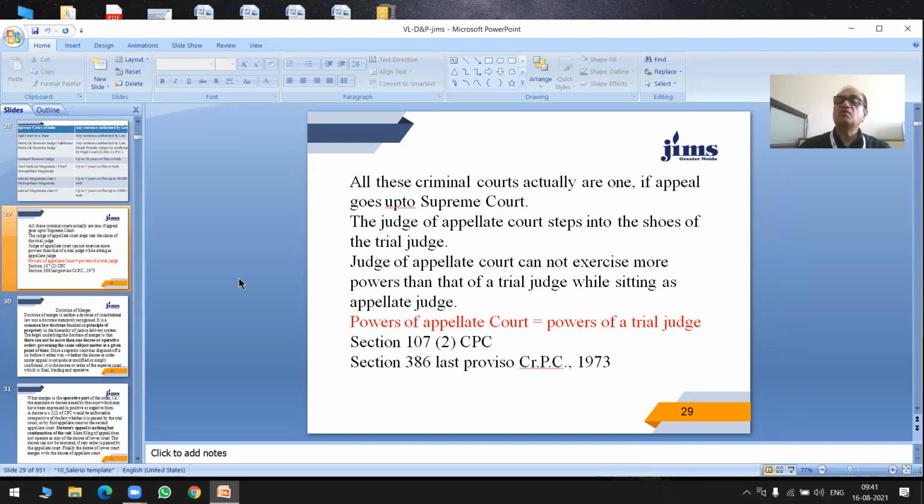And the judge of the appellate court steps into the shoes of a trial judge, meaning thereby the judge of the appellate court cannot exercise more powers than that of a trial judge while sitting as appellate judge. So the equation is the same again. Power of appellate court is equivalent to power of a trial judge.